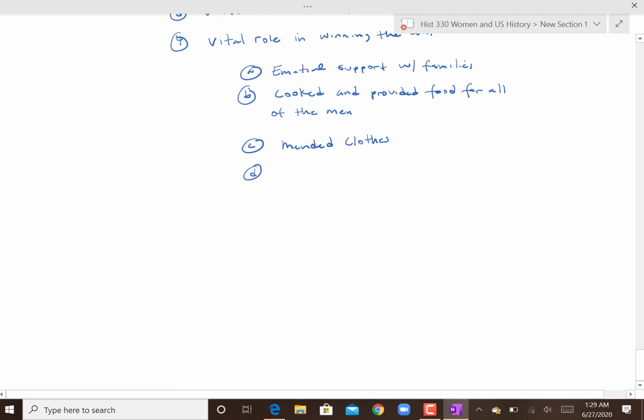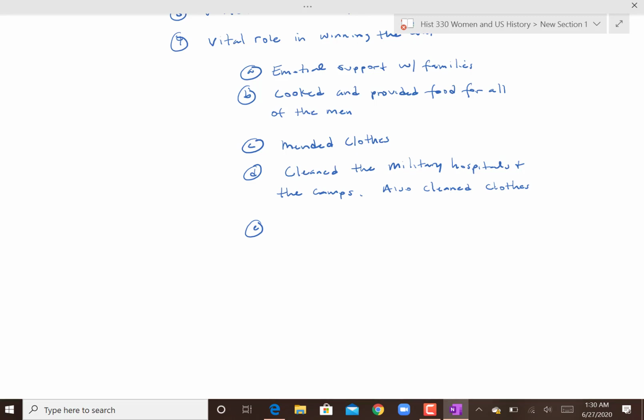They helped, like I said, keep the men from leaving the army. They cleaned the military hospitals and the camps, as well as also cleaned clothes. So this is important because it helped keep down on disease by keeping things clean. And the reality was, without the camp followers, a lot of the cleanliness would not have been there, and you would have had a higher rate of death by disease.